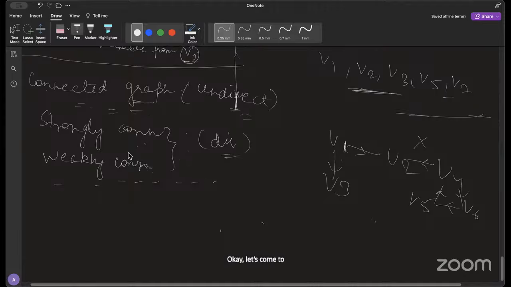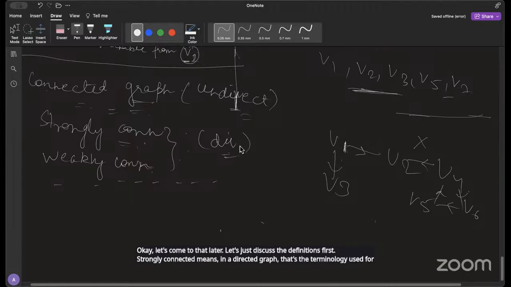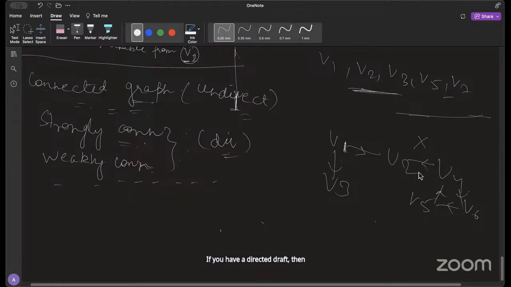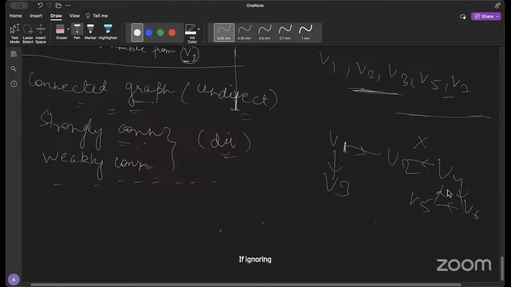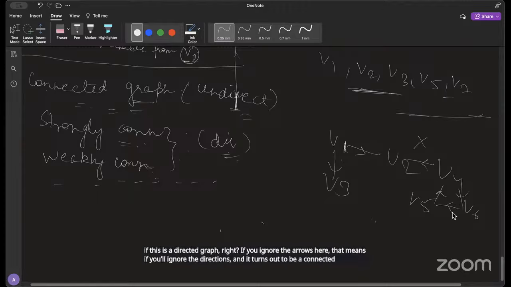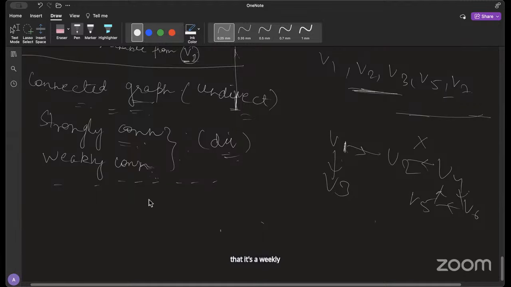Okay, let's come to that later. Let's just discuss the definitions first. Strongly connected is the terminology used for directed graphs. If you have a directed graph, then we say it's a strongly connected graph if from every vertex you can reach every other vertex. And we say it's a weakly connected graph if, ignoring the directions of your graph, you can reach every vertex from every other vertex. That means a directed graph is called weakly connected if, when you ignore the arrows, it turns out to be a connected graph.